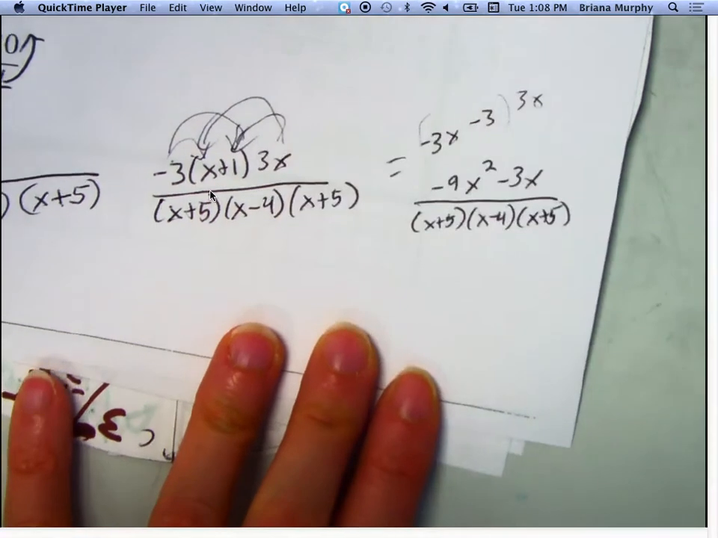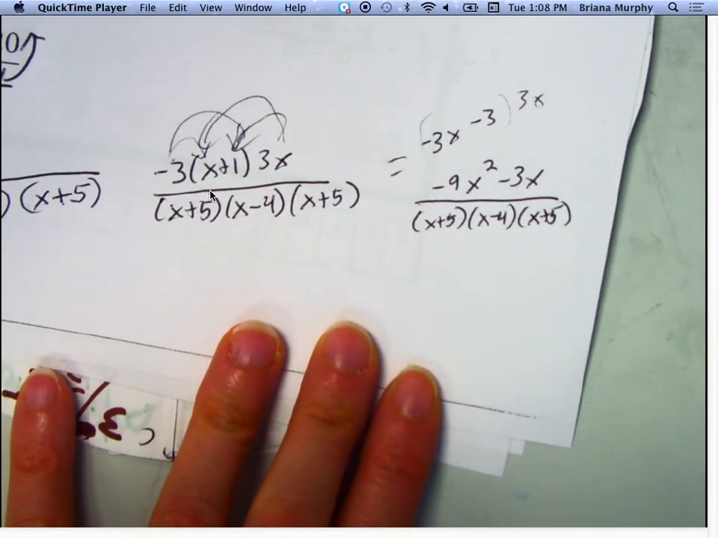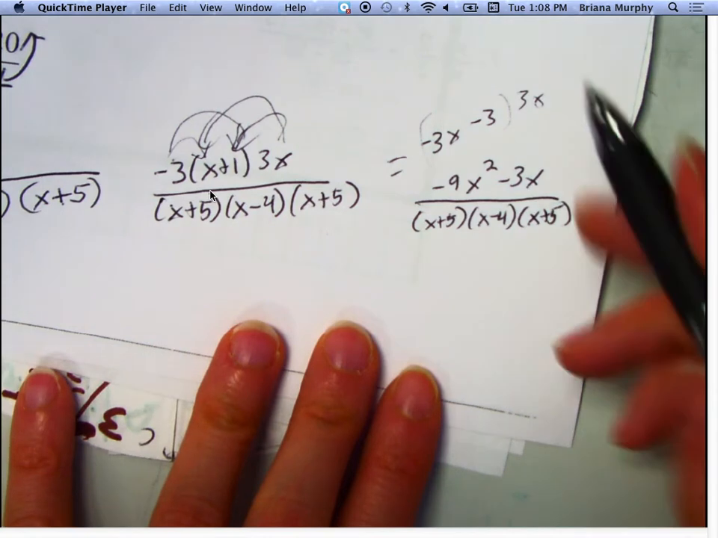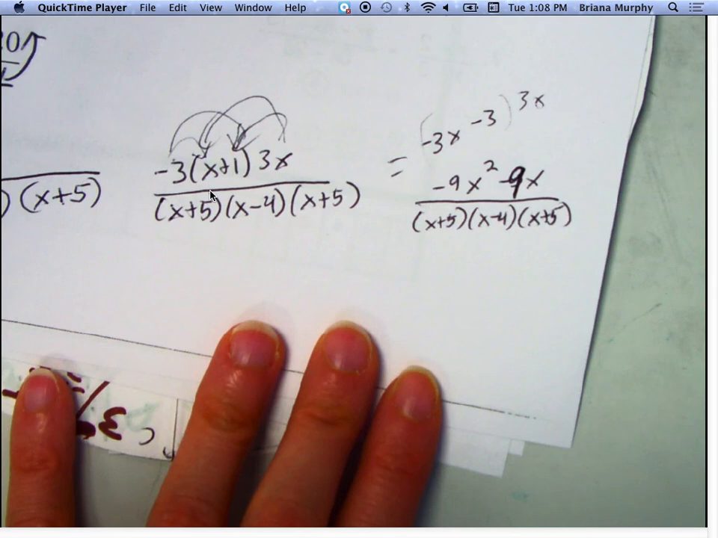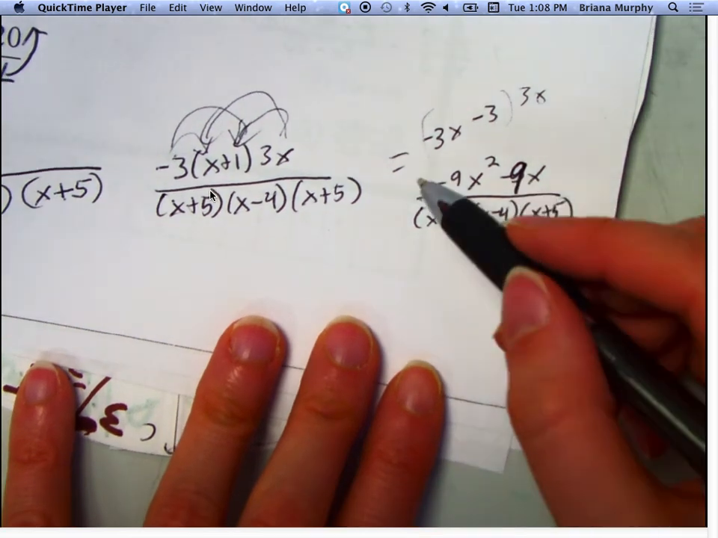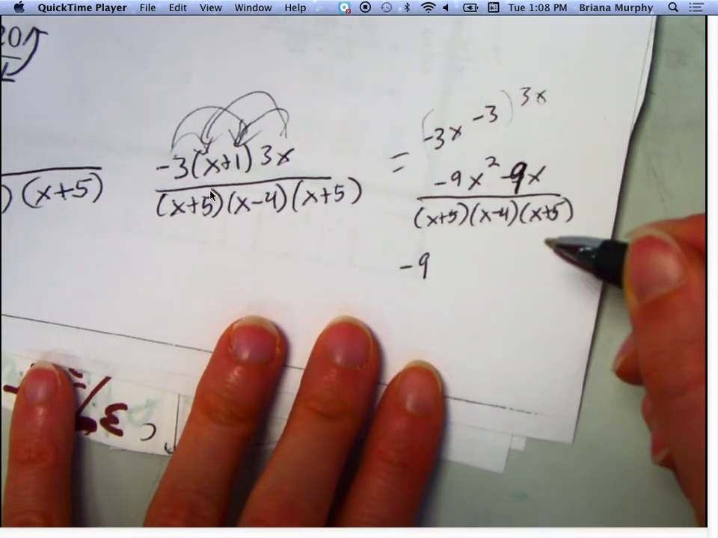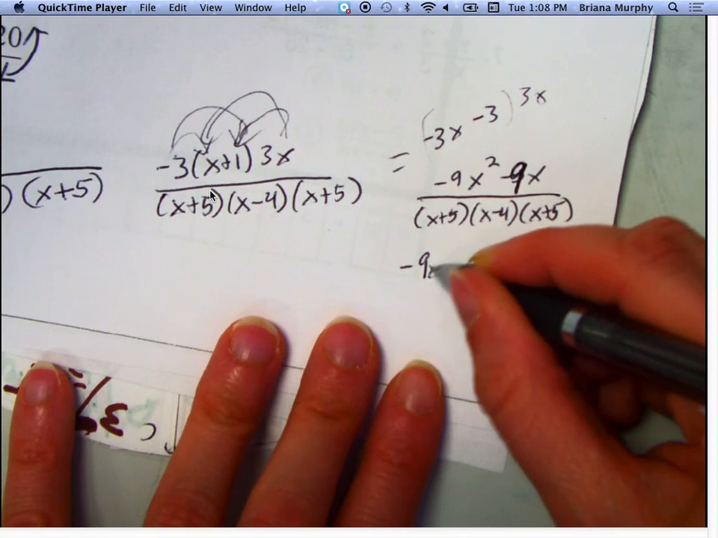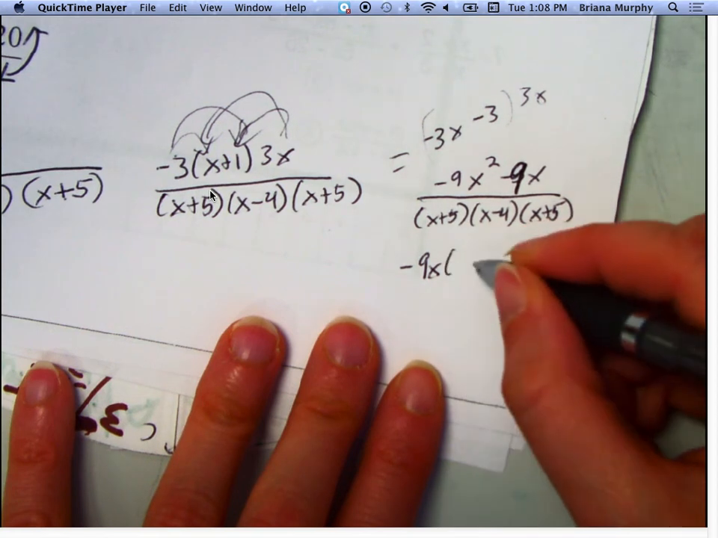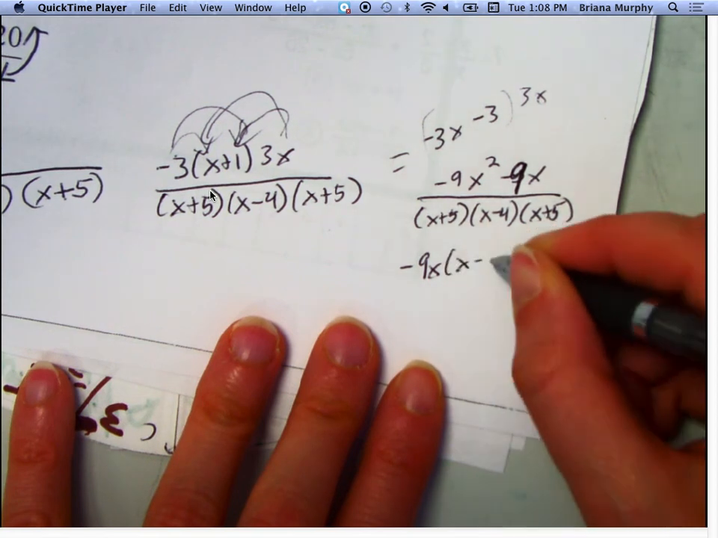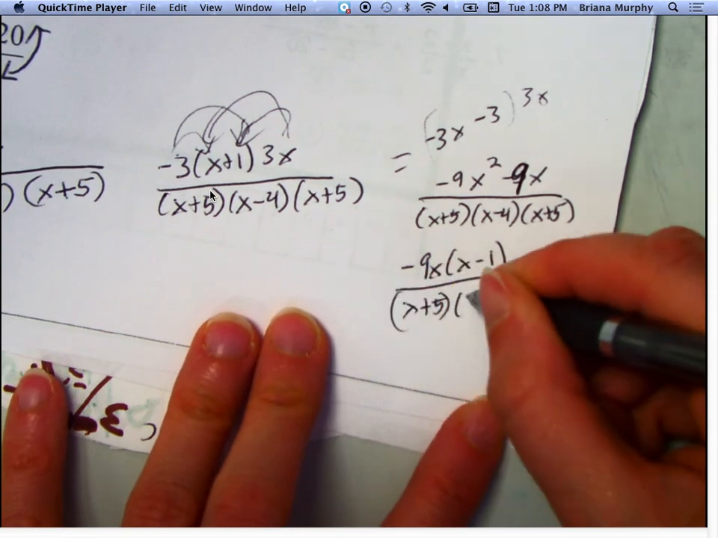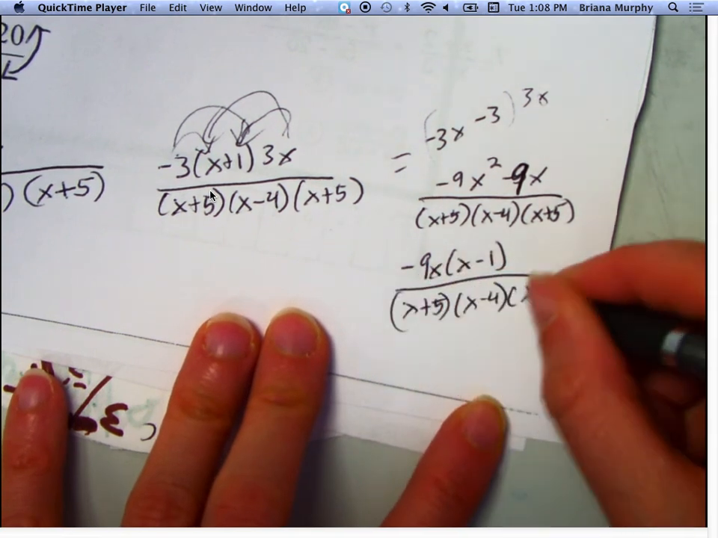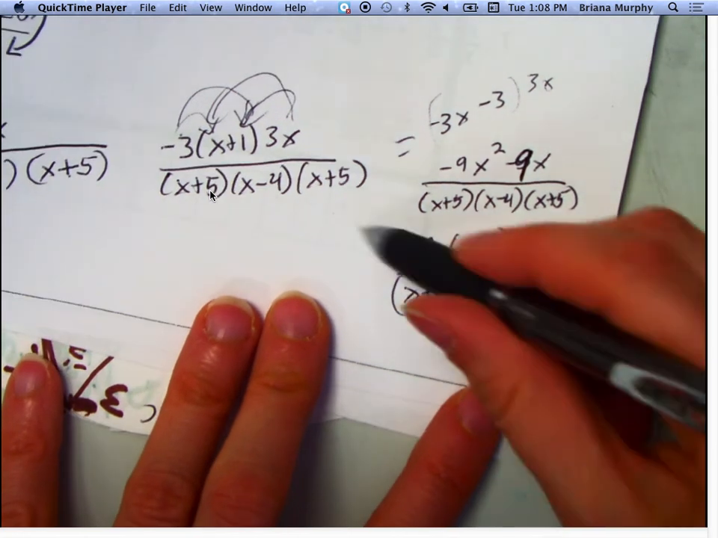Wait. That's all I did. Just distribution. Okay, but then how did you still end up with minus 3x? I should know. It should be 9. You're right. And then I could simplify this more, right? Because I could bring out a negative 9x, which would leave me with x plus 1 over x plus 5 times x minus 4 times x plus 5. Still can't cancel anything, but this is my final.